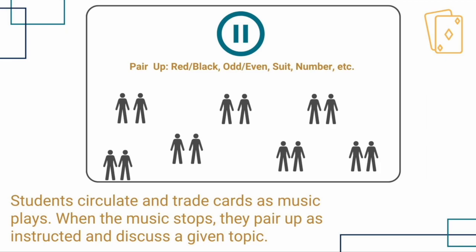They might be paired up with odd and even numbers. You might have them find someone who has a card with the same suit as the card they have, or they could match numbers. Again, once students are paired up, you can pose a question or a topic that they discuss or answer with their partner.